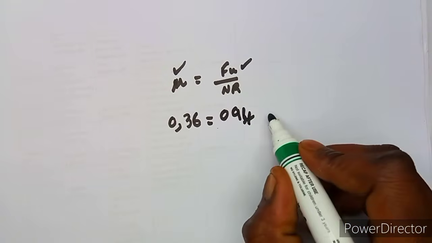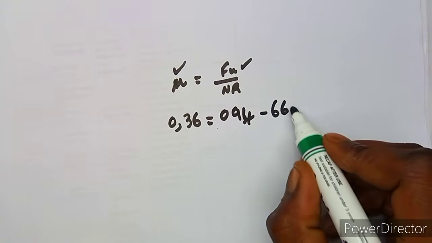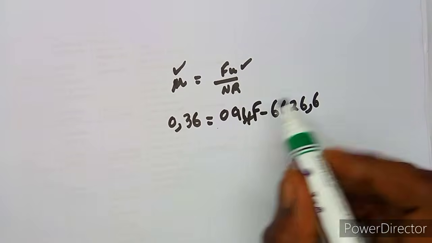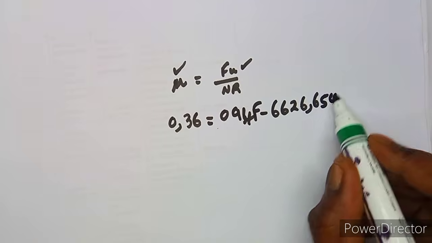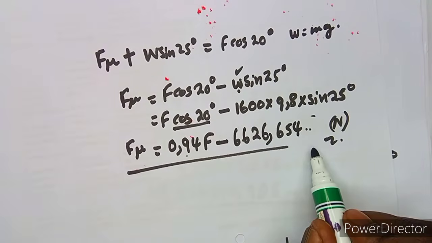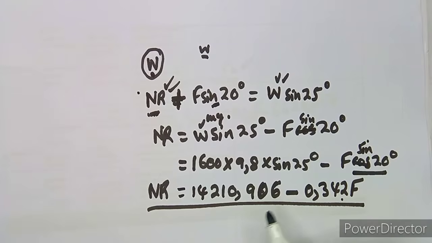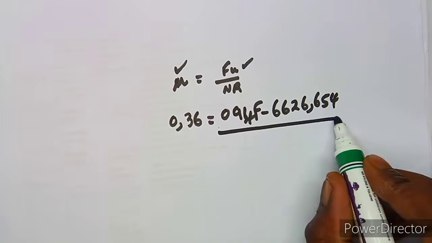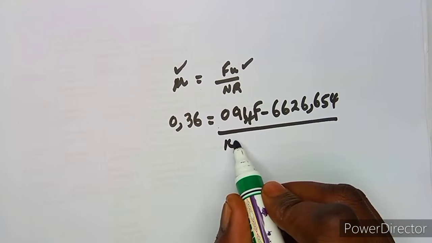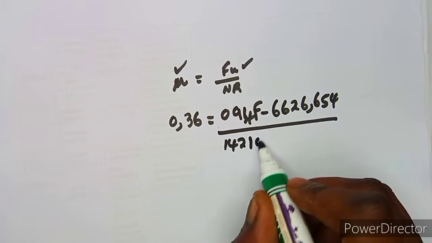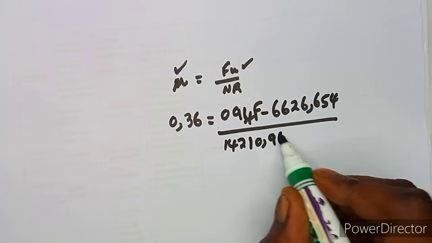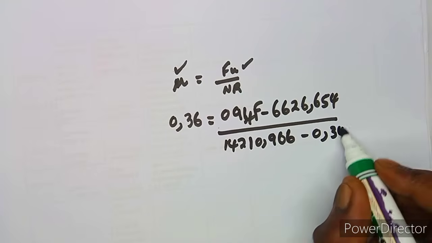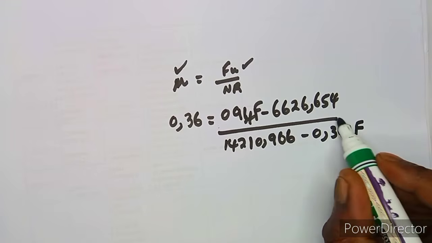0.94 minus 6626,6. There's f here. All right, 54, like this. So you're substituting this value over the normal reaction, which is this expression here, so which is over 14210,906 minus 0.342 f, like this.